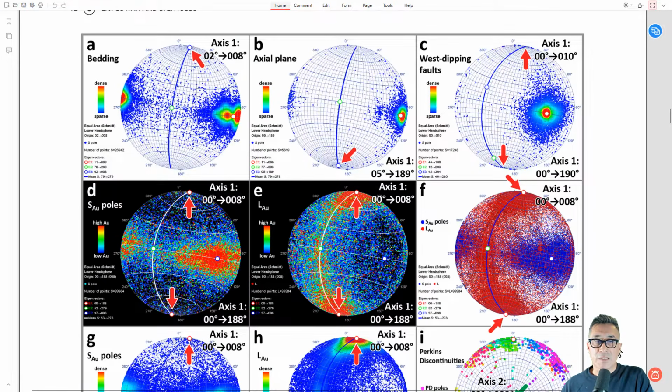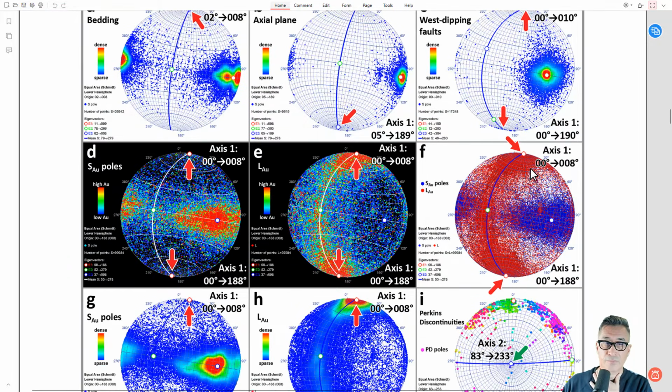So these are some of the stereonets from Ballarat East. These are the modeled bedding surfaces, and I've just converted them into plates so I can actually plot them in a stereonet. So this basically trends to 008. Axial plane's the same. There are west dipping faults that cut across that are dipping at about 45 degrees towards the west, and they tell the same story.